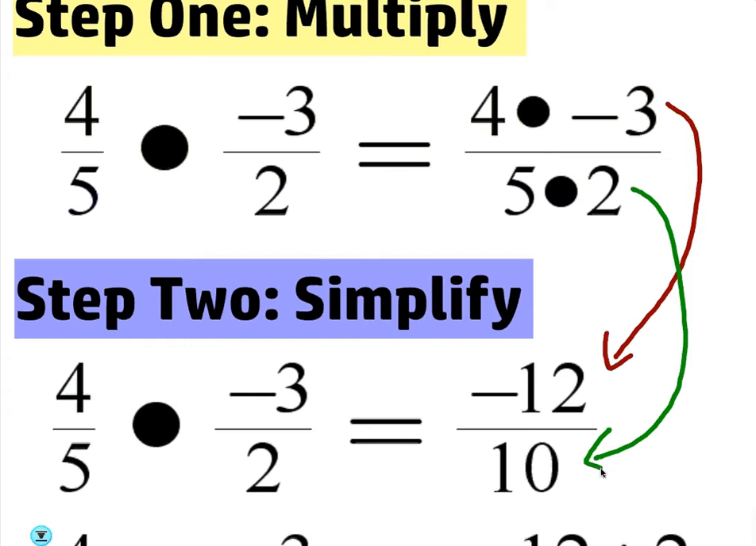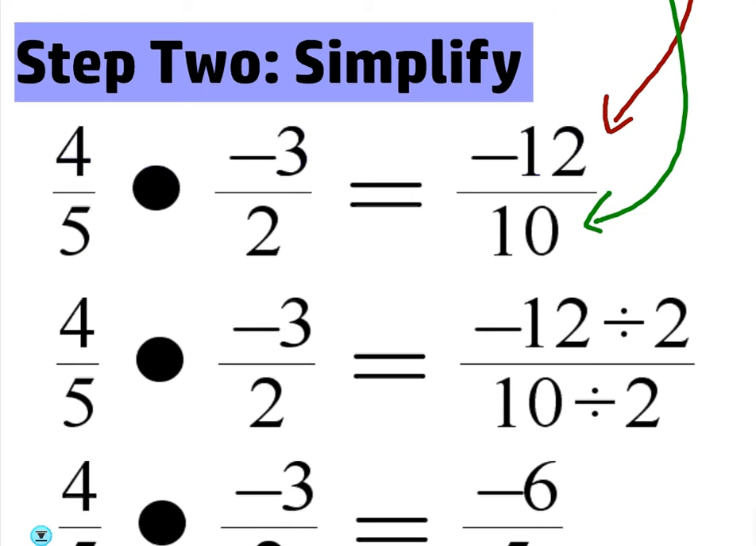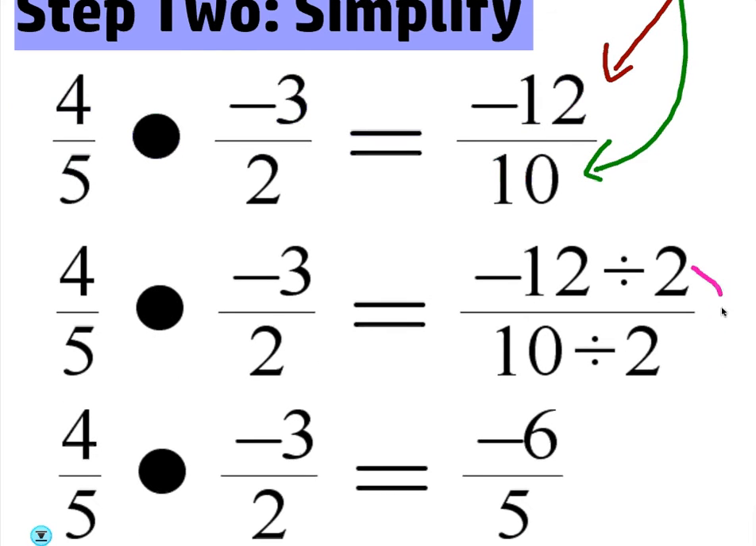We're going to divide the top and bottom by 2. Negative 12 over 2 is equal to negative 6. 10 over 2 is 5.